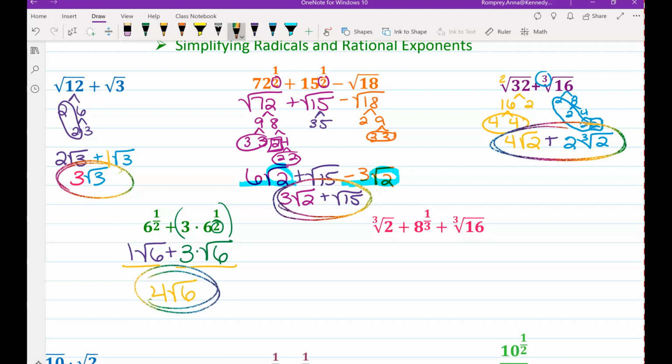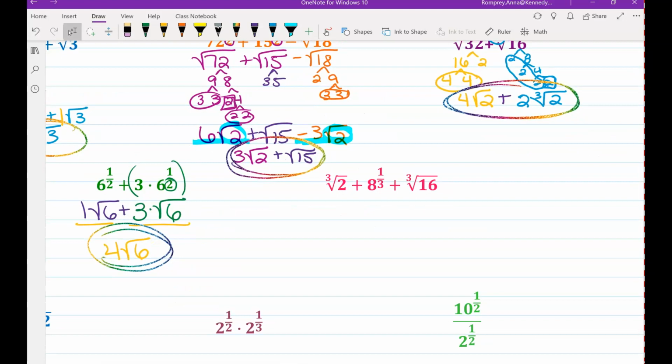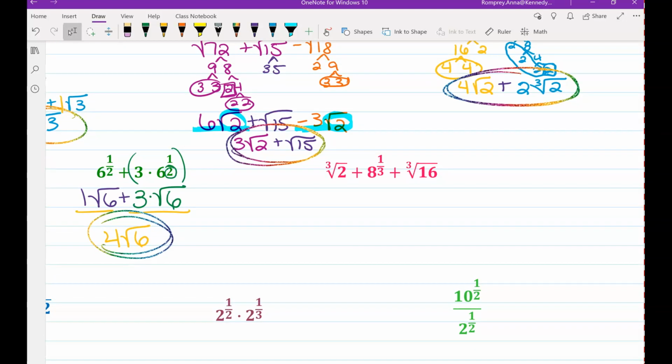Cool. All right. This next one, we got a radical, rational exponent, and a radical. So let's go ahead and change that rational exponent to a radical so I have something I can actually work with. So cube root of 2 plus 1/3, so a cube root of 8 plus a cube root of 16.